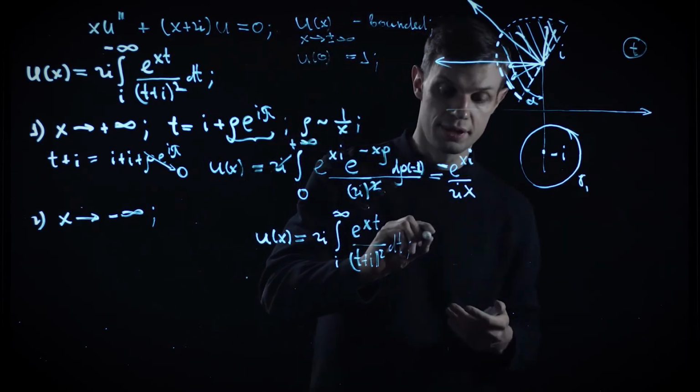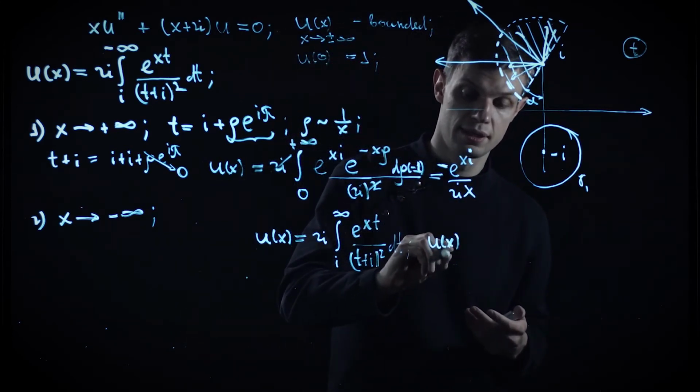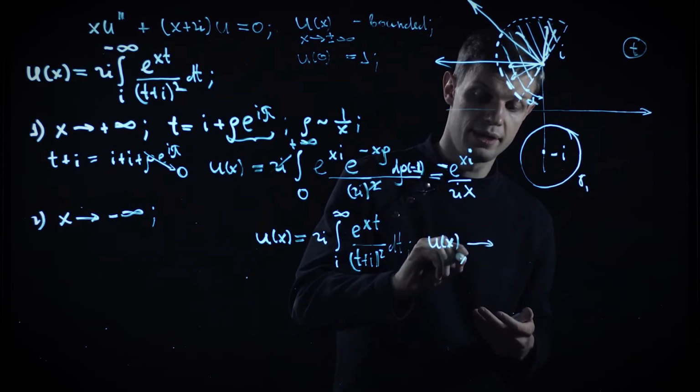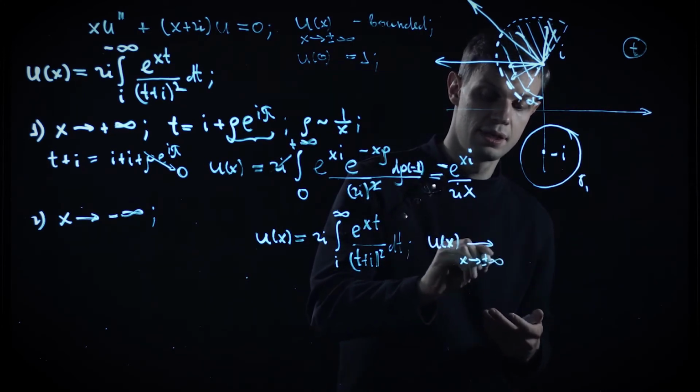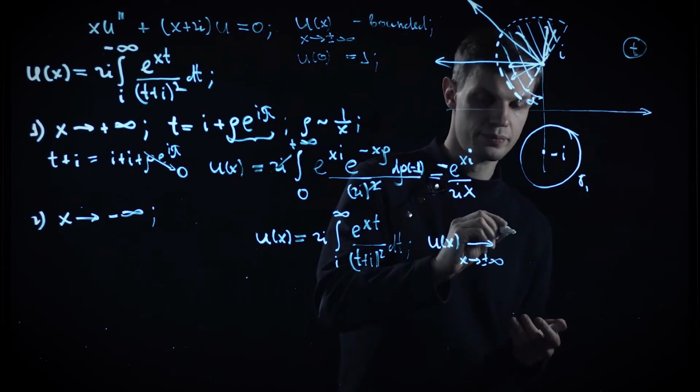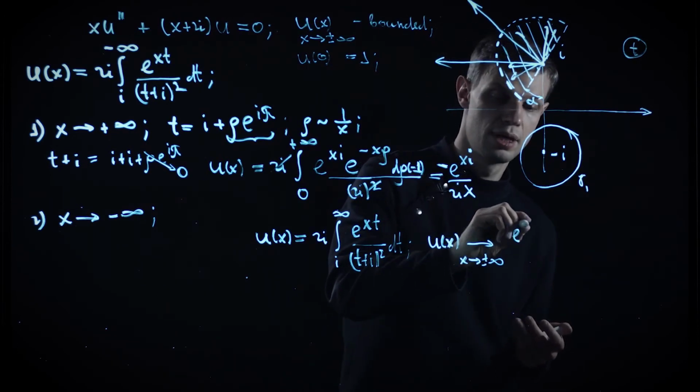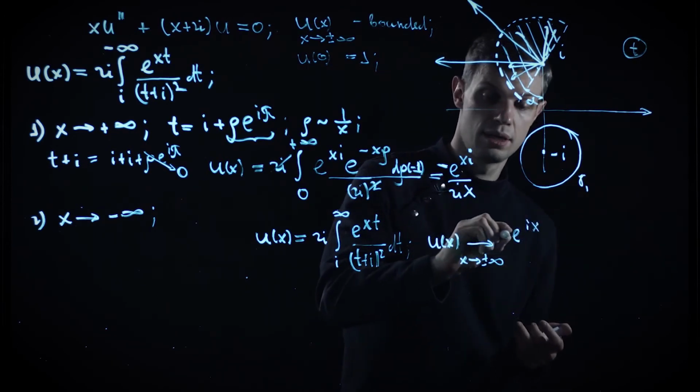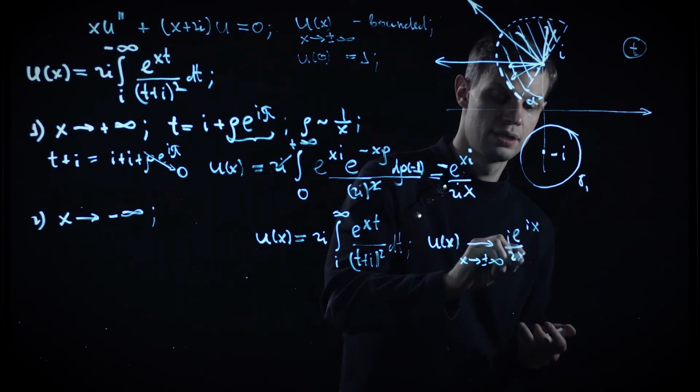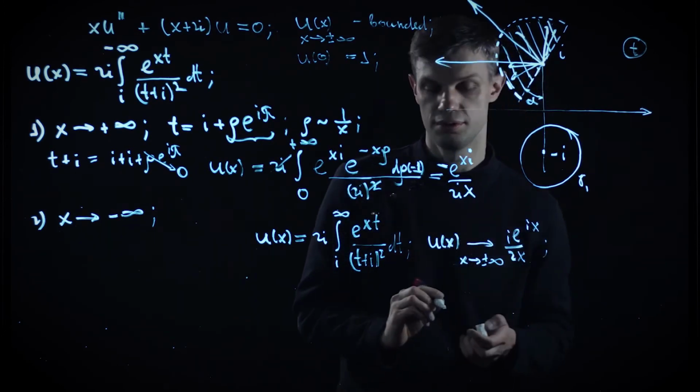So, and here it goes. U of x at x tending to plus and minus infinity equals, well, e to i x i divided by 2x.